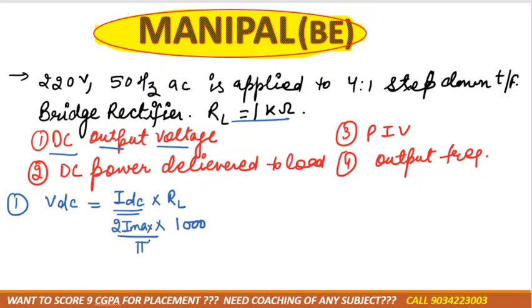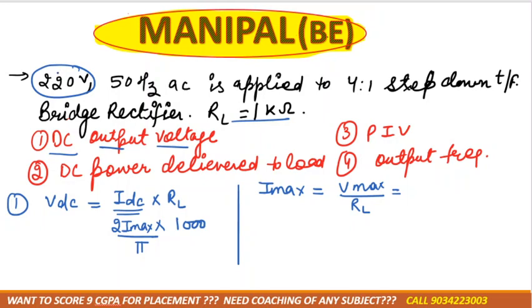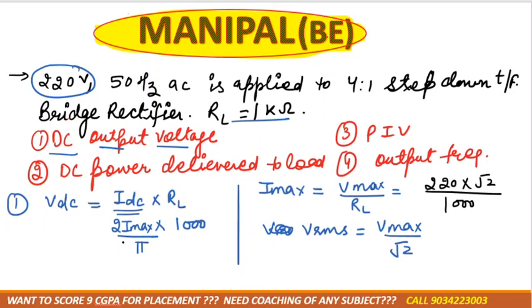Now we need to calculate Imax because we don't have Imax, right? So how can we calculate Imax? The formula for Imax is, according to Ohm's law, Vmax divided by RL, right? We don't have Vmax also because they have given us the RMS value always. So first we need to calculate the Vmax value. The relationship is VRMS is equal to Vmax by root 2, right? So VRMS is 220, so it would be 220 multiplied by root 2 divided by RL. RL is 1000, right? So I'm substituting the value.